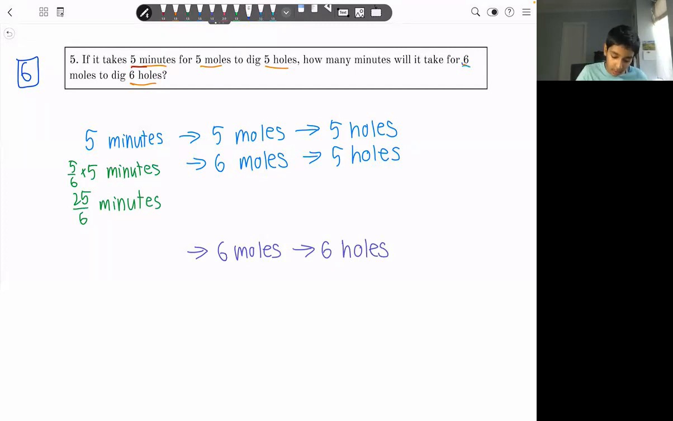So now 6 moles, 6 holes. But now we have 6/5 the amount of actual work to do. So now it will take them 6/5 longer because we have 6/5 more things to do. So now we multiply 25/6 by 6/5, which is 25 divided by 5, or 5. So is it clear to everyone why the answer is not just going to be 6 and why the answer is actually 5?